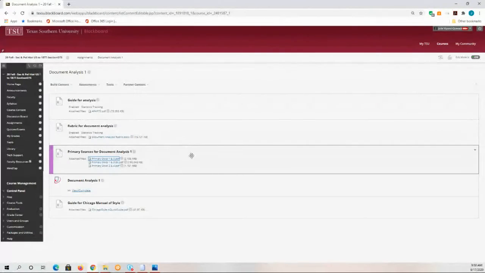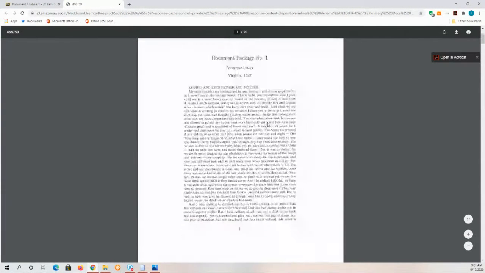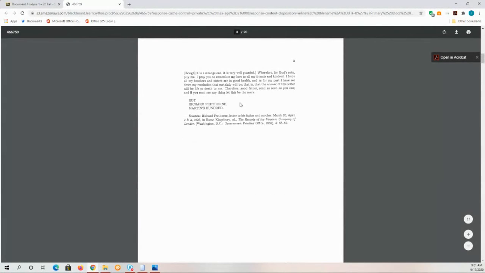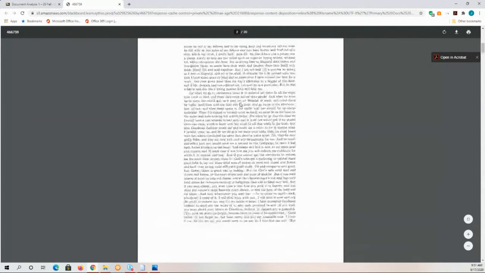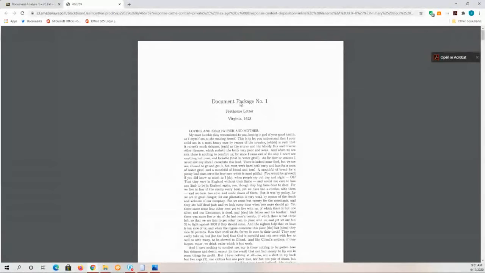There were questions about which one we cannot do, and the one that I did in the YouTube video was the Freethorn letter, which is the first document here. Freethorn letter, Virginia, 1623. This is the only one that's out of bounds, and it's only because I did all the analysis already. So don't use the Freethorn letter, but you can use any of the other documents in those 3 PDFs.